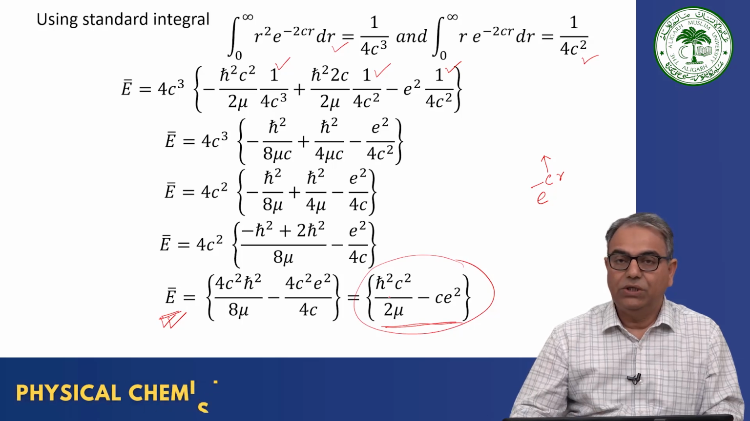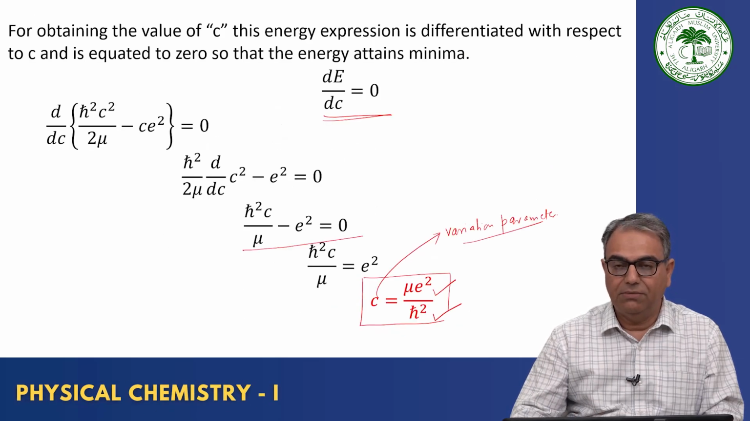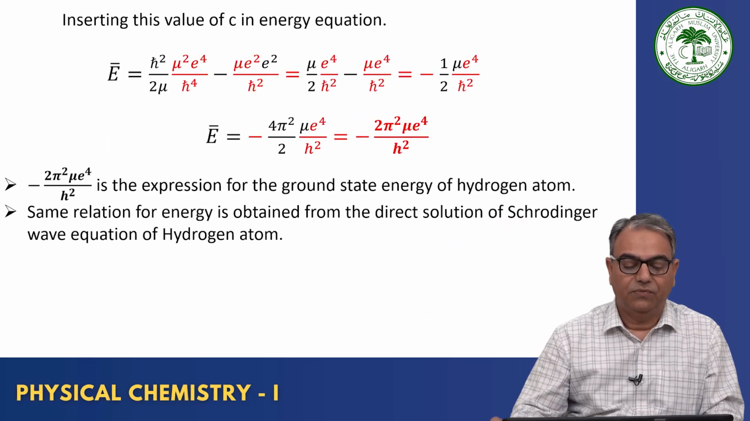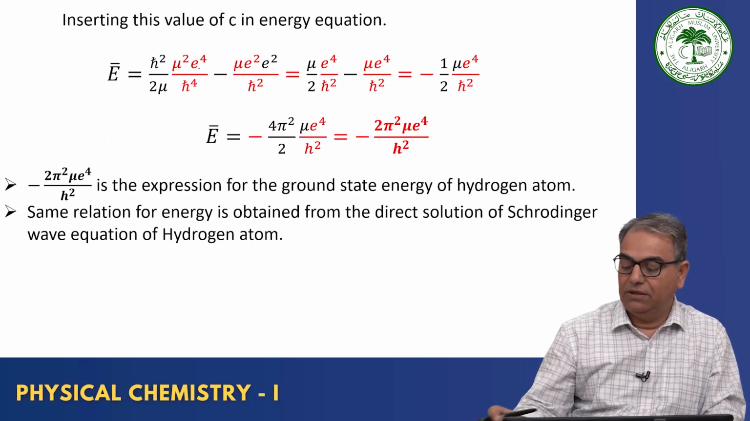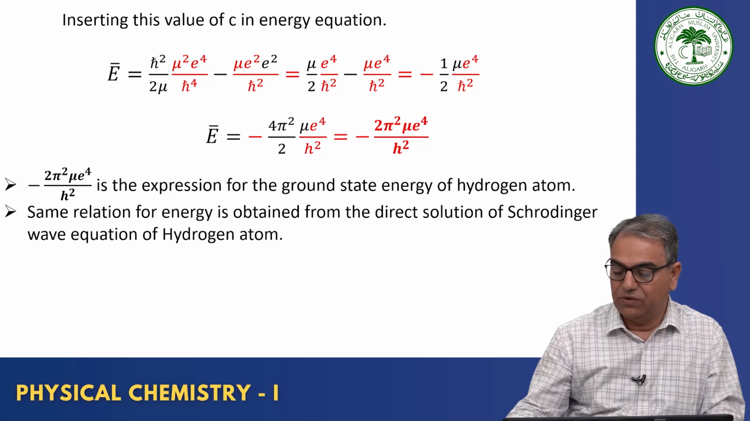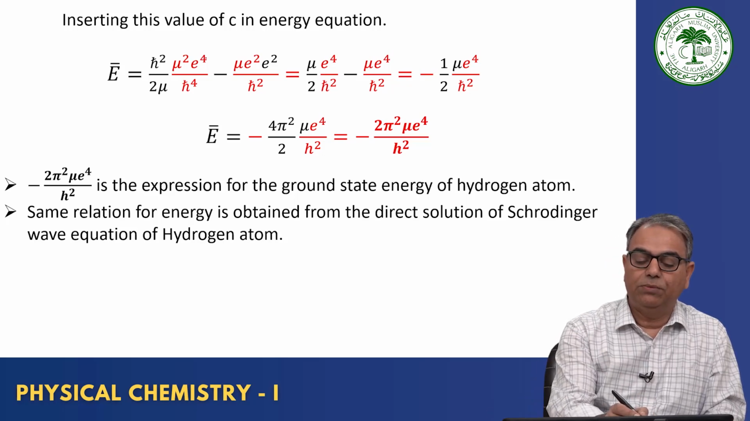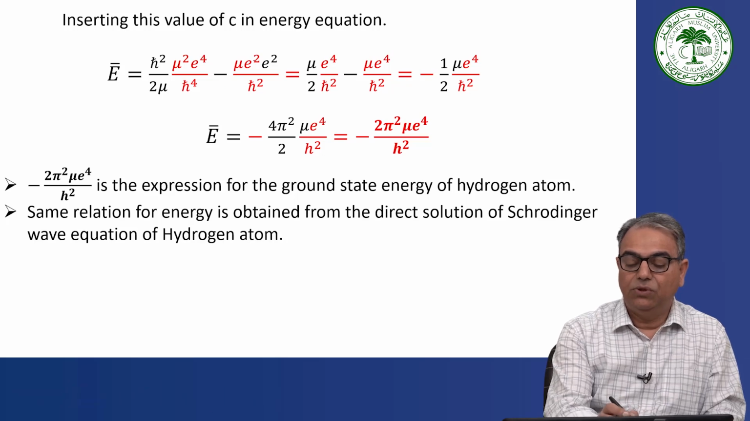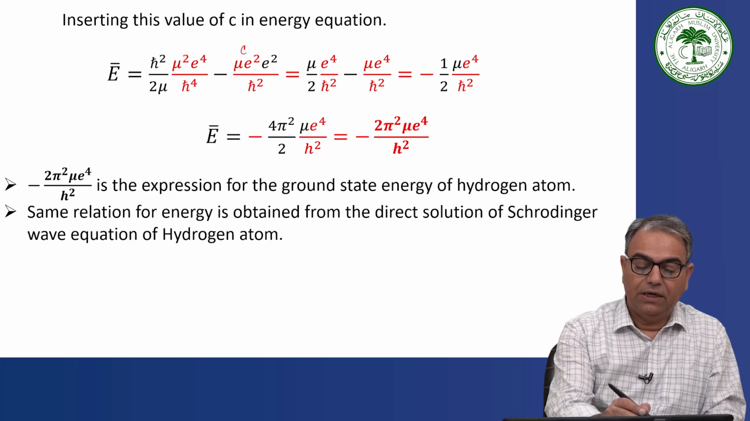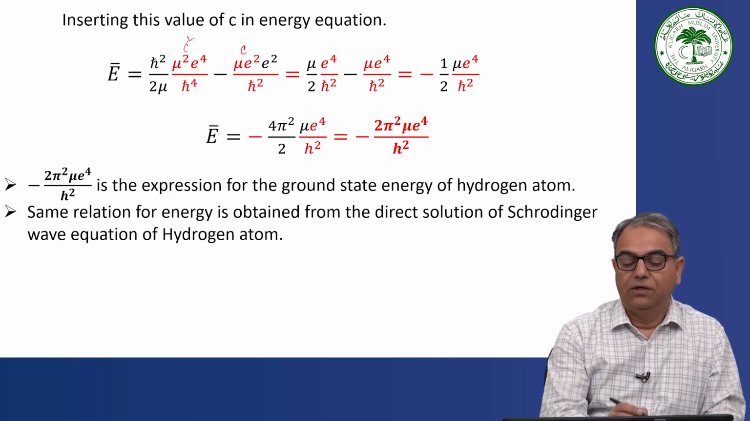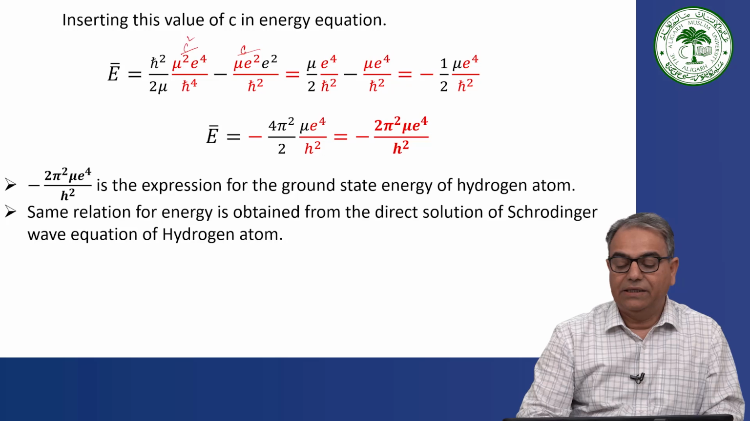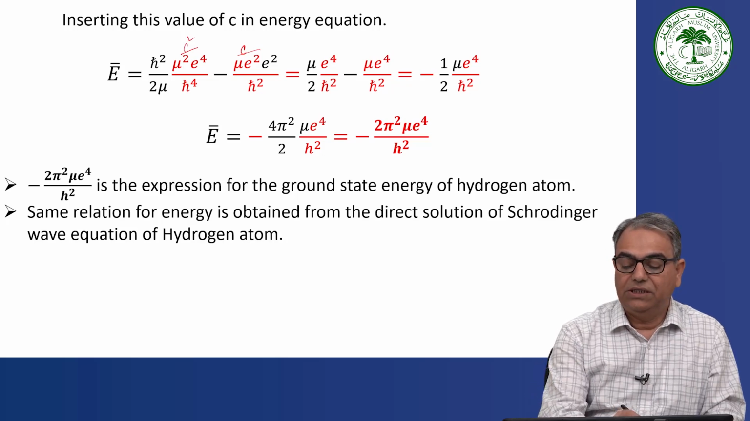Now you insert the value of c which you have obtained for the minima, mu e square by h cross square, and see what energy you get. So this is your mu e square divided by h cross square. It was, so mu square e raised to the power 4 divided by h cross square minus mu e square divided by h cross square into e square. So this is your c and this is your c square. Okay, so this value we can write, and if you solve this one, the energy which you get is minus 2 pi square mu e raised to the power 4 divided by h square.